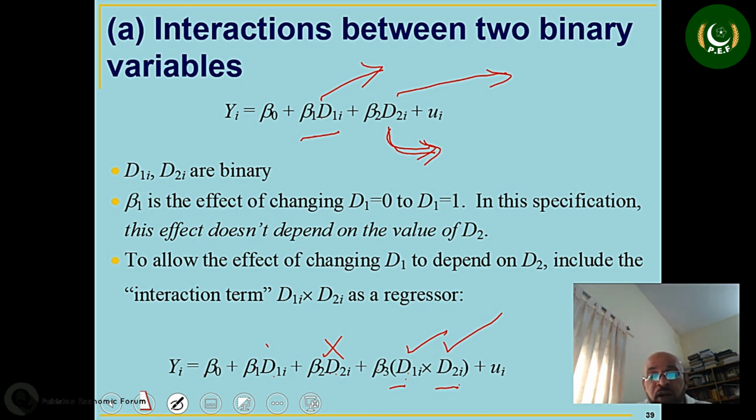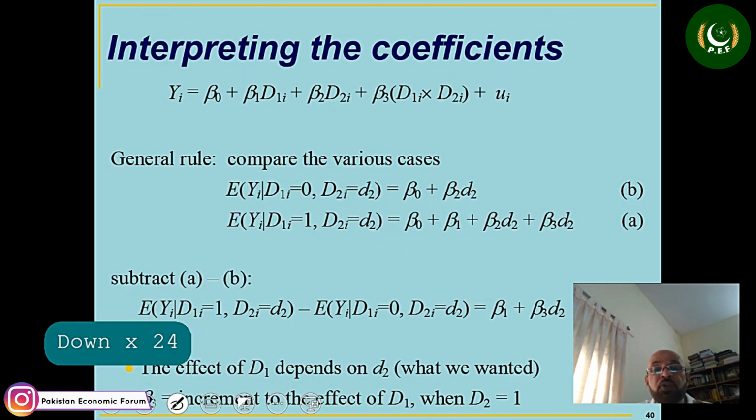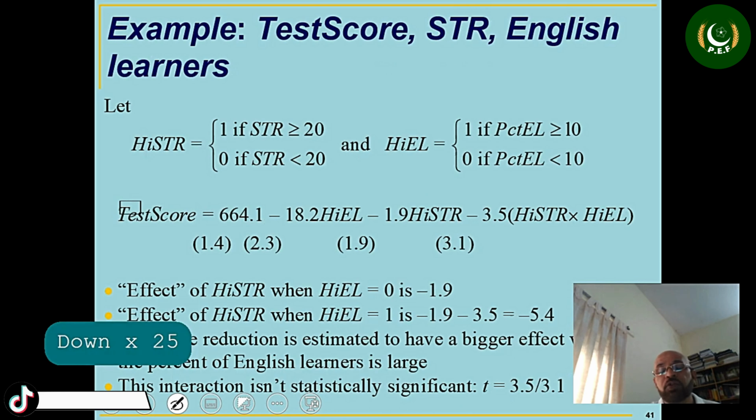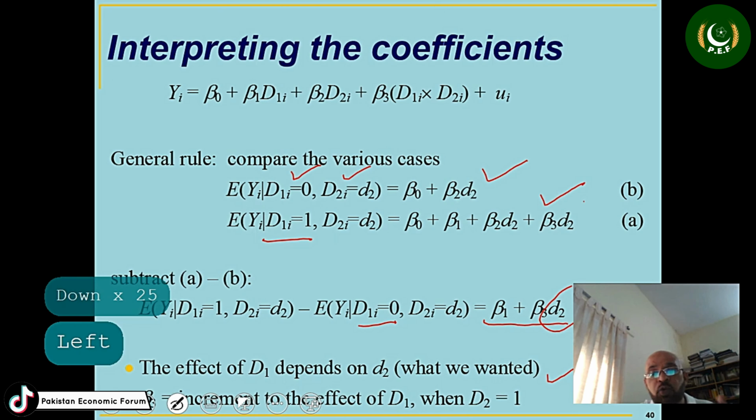That is in our case, if your student teacher ratio, but before I go to that, look here. If D1 is 0, this is the case. If D1 is 1, this is the case. If D1 is 0, you have beta 1, beta 2, D2, and when D2 is 1, that's how you can do it. I am going to explain it in the next video.